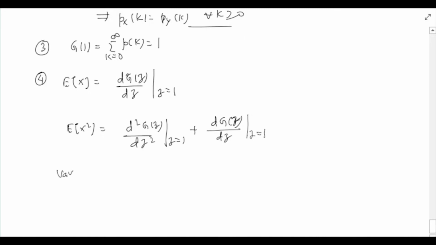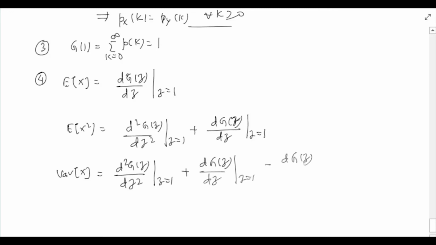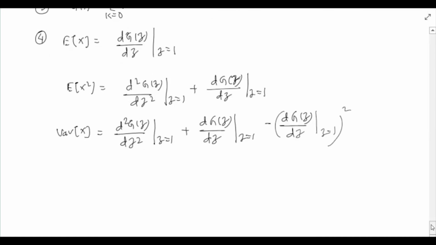Clearly, we can write even the variance of X using the above two expressions in terms of the PGF of X. In particular, the variance of X is given by this expression: the second derivative at z equal to 1 plus the derivative at z equal to 1 minus the derivative at z equal to 1 whole square. Notice that the last term is the square of the expectation. Let us now illustrate these relations with a couple of examples.